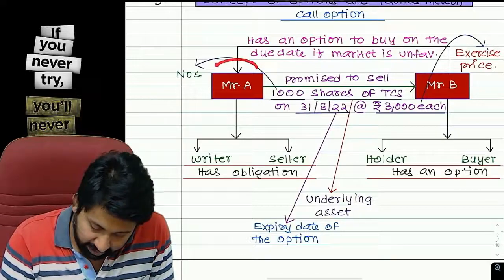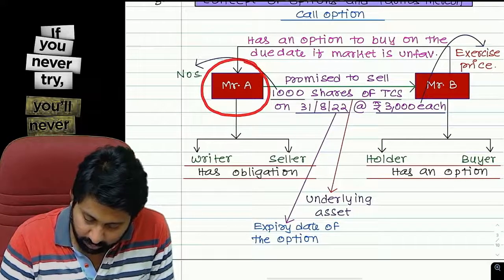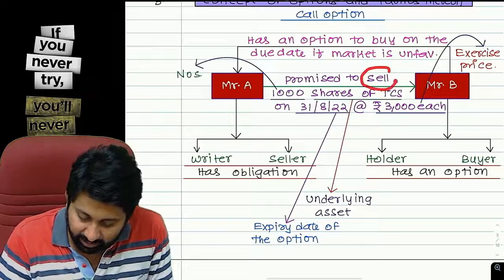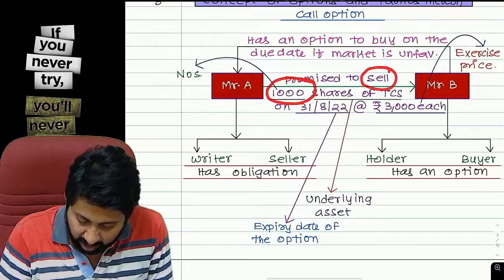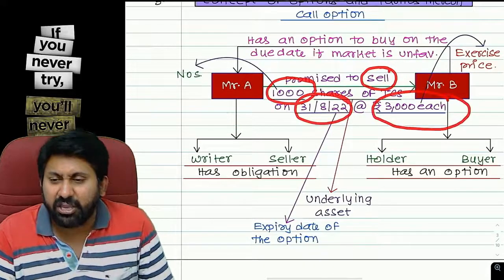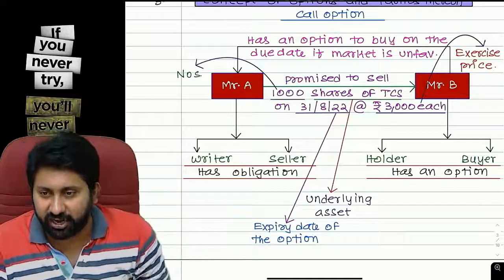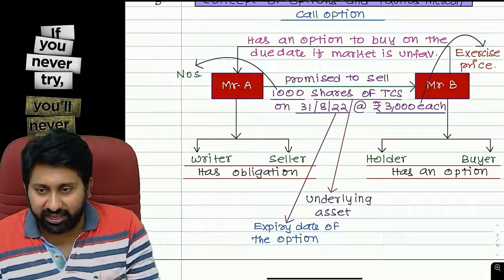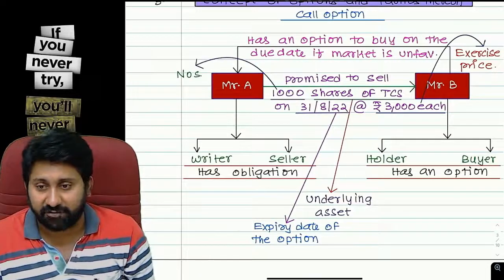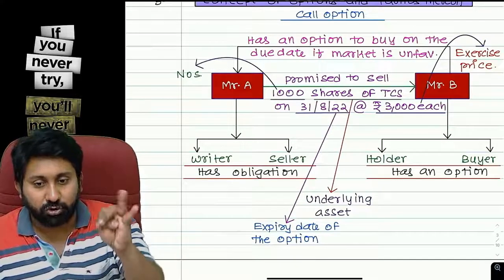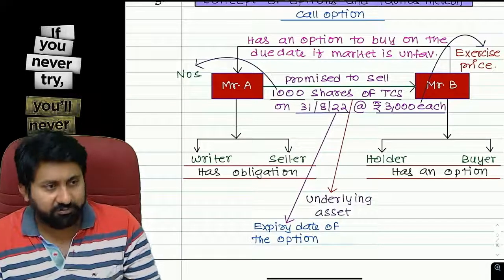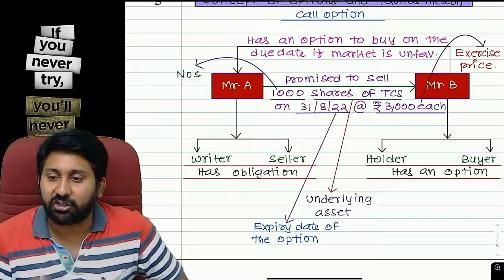Repeat. A made a promise to B that he will sell 1,000 shares of TCS on 31/8/2022 at 3,000 rupees per share, irrespective of what the real price of the share is at the future date. Today is, say for example, 1st March. I am closing the contract on 31/8 itself. March to August, 6 months before, I am locking myself at the 3,000 price.